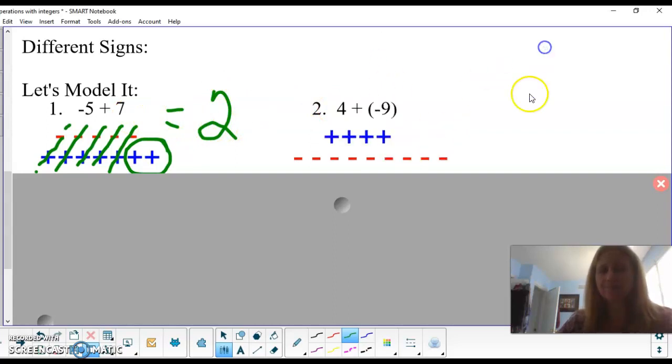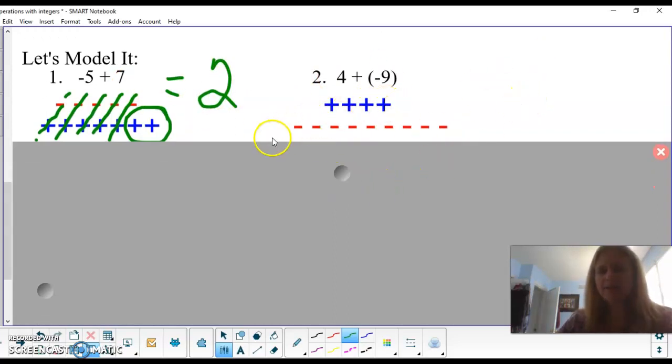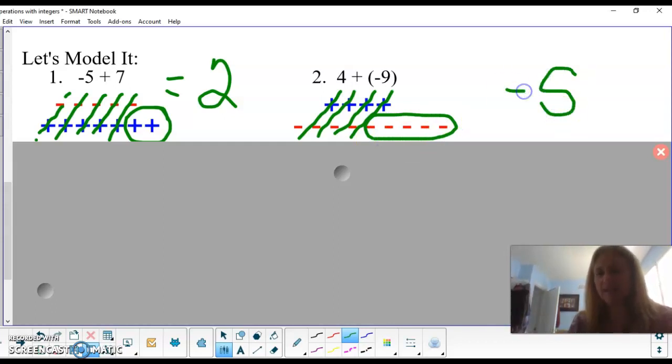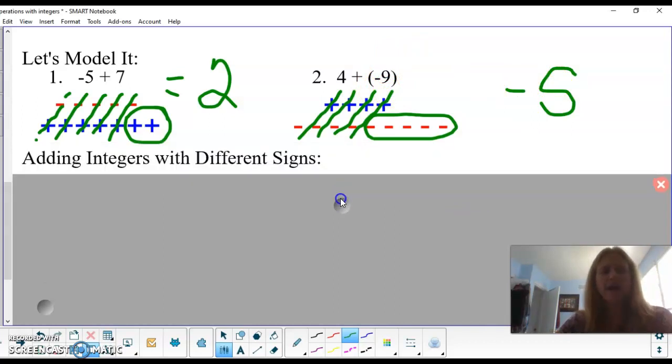Looking here, we have 4 positives and 9 negatives. So 4 is smaller than 9, so we know 4 positives and 4 negatives are going to cancel out, and we are left with 5 negatives. Here there were more positives, so positives are going to be left over. Here there were more negatives, so negatives are going to be left over. That's it. So our rule here is with adding numbers with different signs.